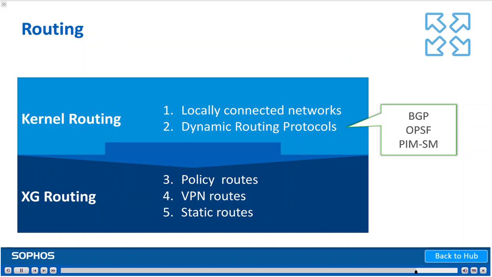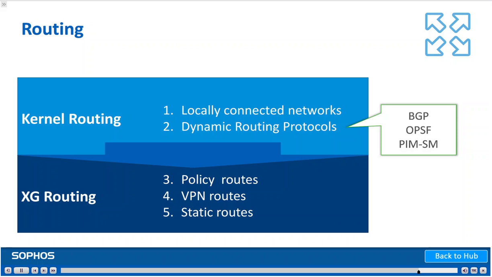One of the primary functions of an edge device is its ability to route packets from one network location to another. While routing is often considered a basic function of a device such as the XG Firewall, there are numerous options for routing within the device.